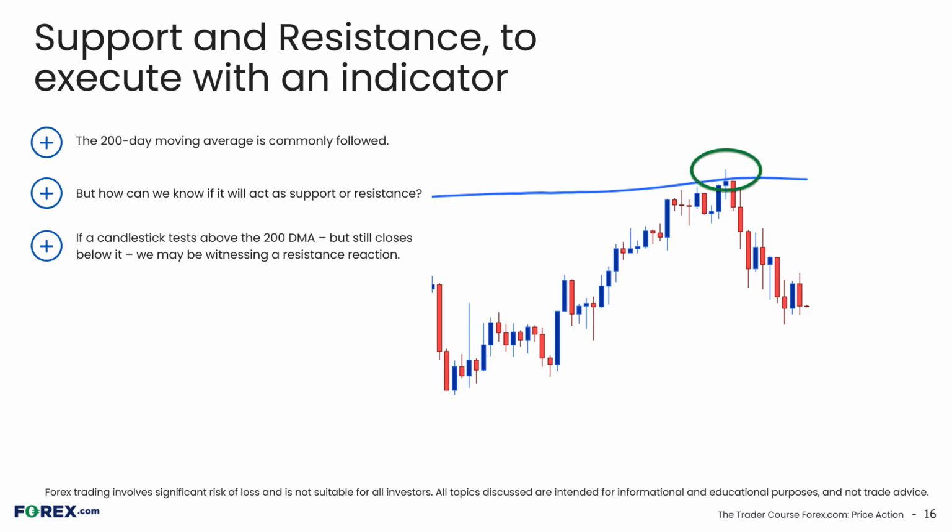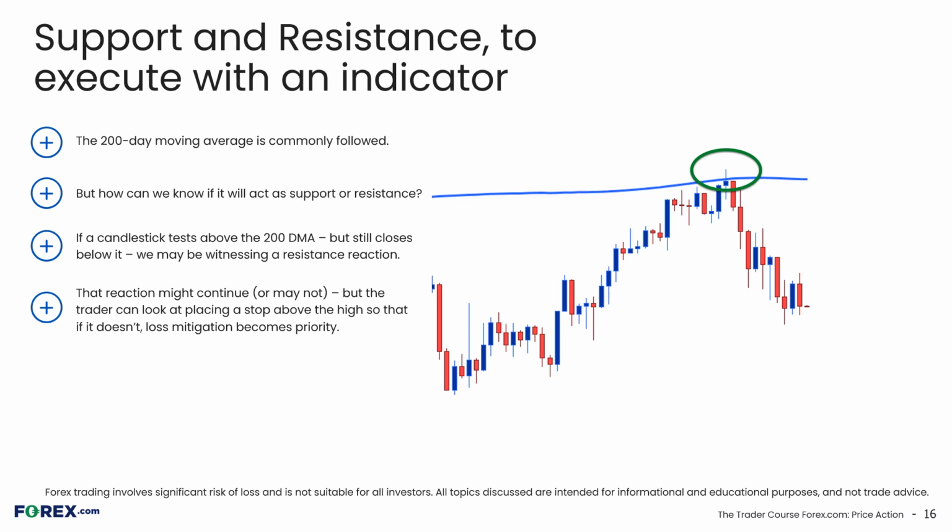That response could be from the 200-day moving average itself, from sellers coming in to react to the intraday test above that level, but we won't know for a fact that this reversal is happening as it's taking place. All that we know is that there was a response intraday, and it may have been because of the 200-day moving average. But more importantly, that reaction may continue. Again, it also might not. But the trader can look at placing a stop above the high from that day that the reaction took place. That way, if price does go back above the 200-day moving average and then breaks above that prior swing high, the trader can exit the short position with the aim of loss mitigation.